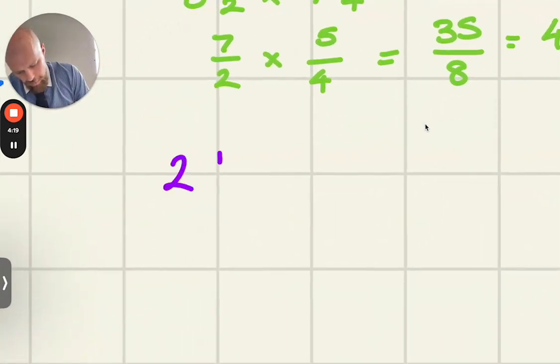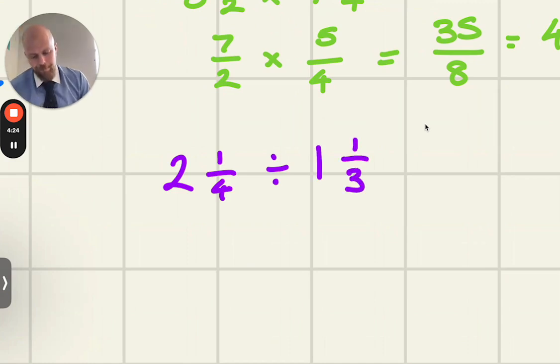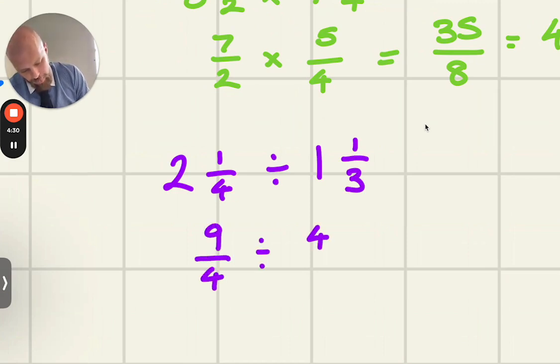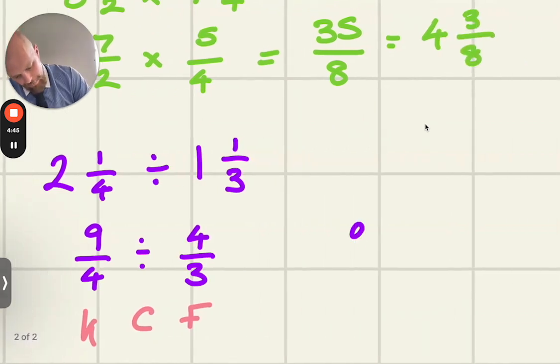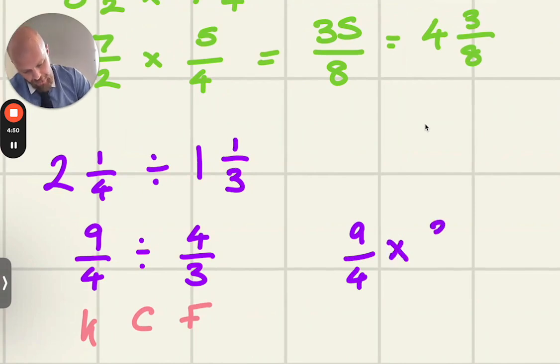2 1/4 divided by 1 1/3. Again, change them to be top-heavy fractions. So that's 9 over 4, and that is 4 over 3. Remember the acronym KCF, keep, change, flip. We're going to keep this fraction, we're going to change that, and we're going to flip that. So we keep the first fraction, I get 9 over 4. I change the division to be a multiplication, and I flip the next fraction, 3 over 4.